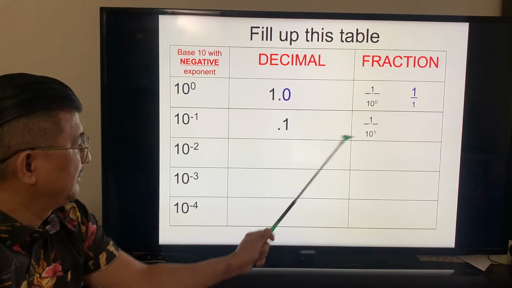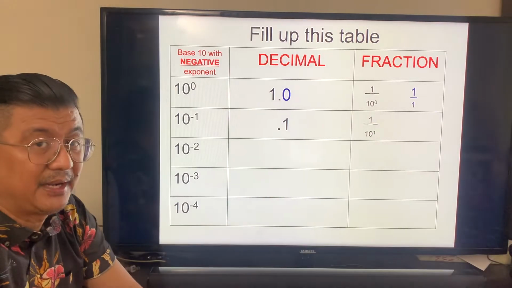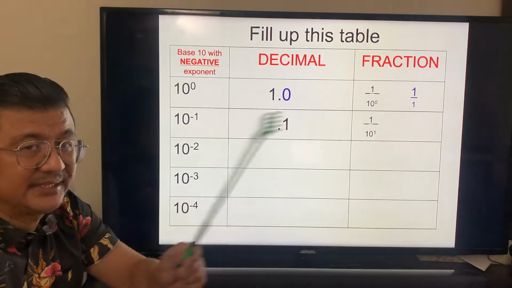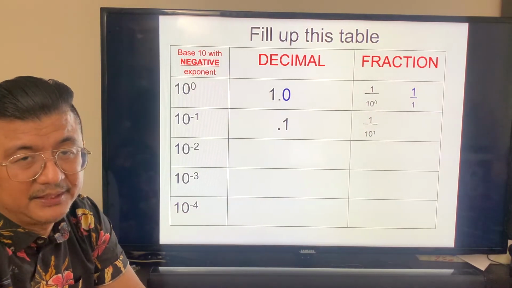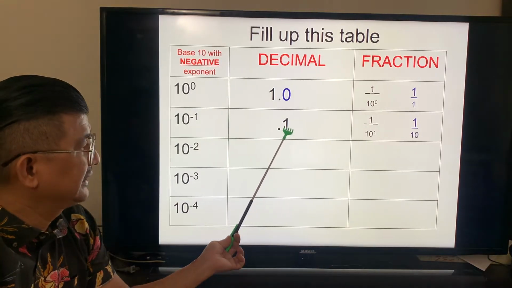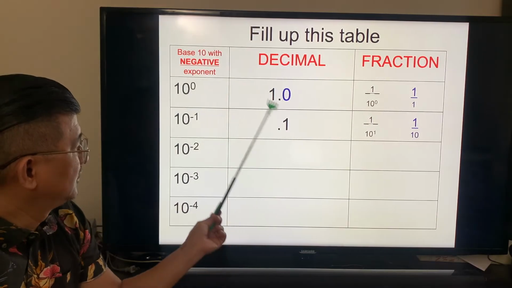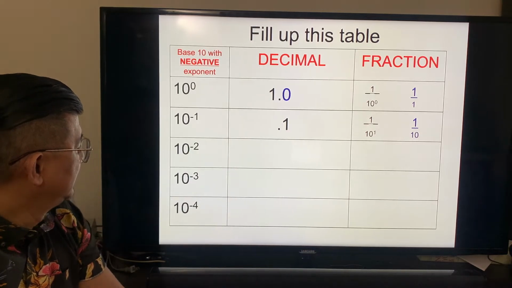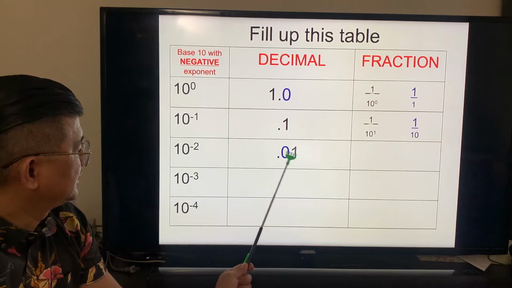How do I write a negative exponent? I write it, remember this, 1 over 10 to the first power. What is 10 to the first power? 10. 1 divided by 10. Get your calculator. 1 divided by 10, you'll get 0.1 or 1/10. How do I write 1/10? There you go, 1/10. Look at the 1 and look at the 1 here. It's moving to the right. So 10 to the negative 2 means 0.01.